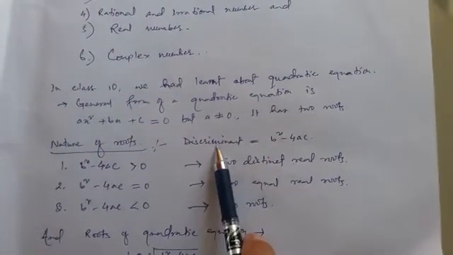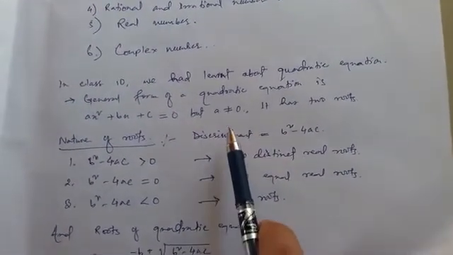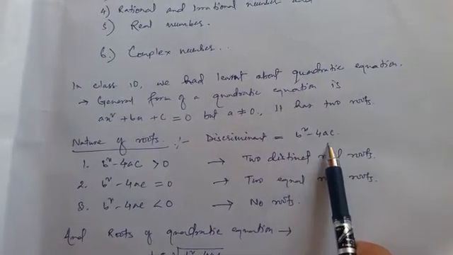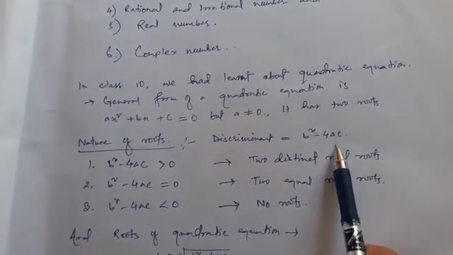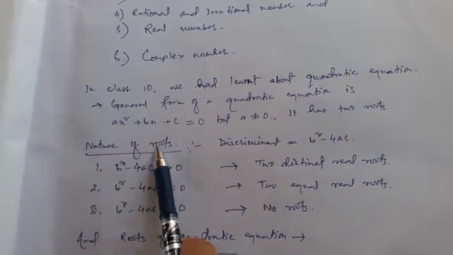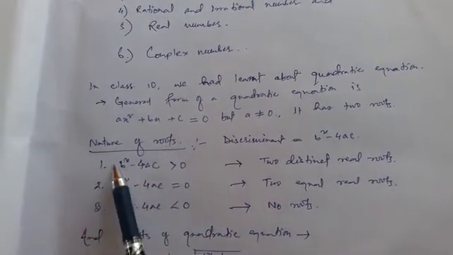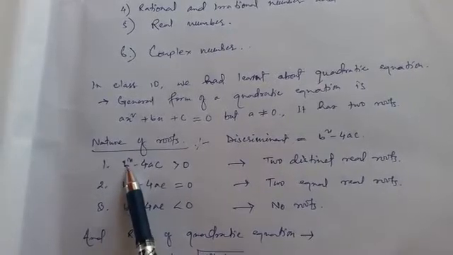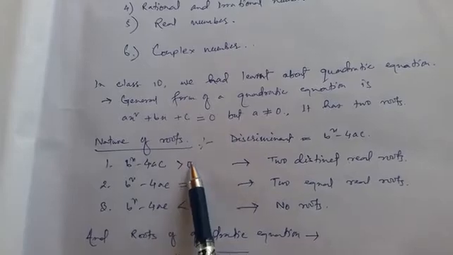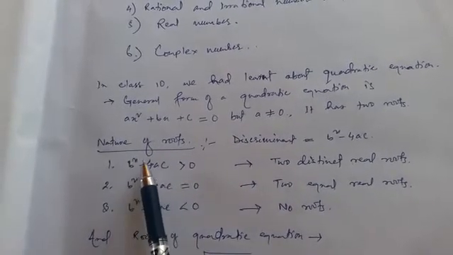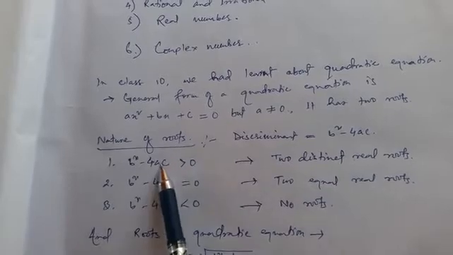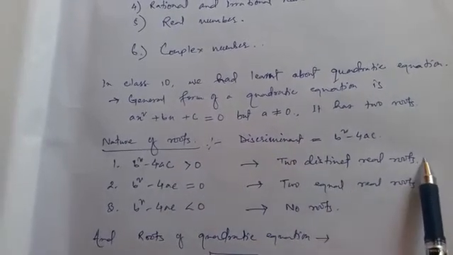Then we know the value of the discriminant. The value of the discriminant is given by b square minus 4ac. By knowing this value, we can predict the nature of the roots. First, when we find the value of the discriminant, we compare it with 0. If the discriminant is greater than 0, that means a positive number, the two roots are real and distinct.